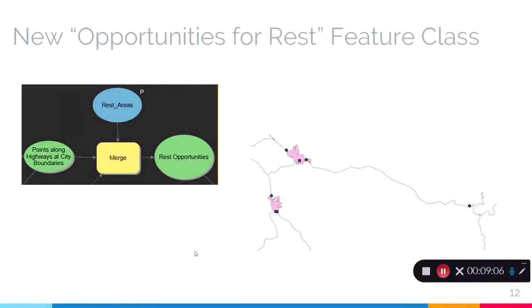And so once I had those points and my rest area points, I merged them. You can see here to the right, the one to the far right is an existing rest area, and the other ones are where state highways enter a city.